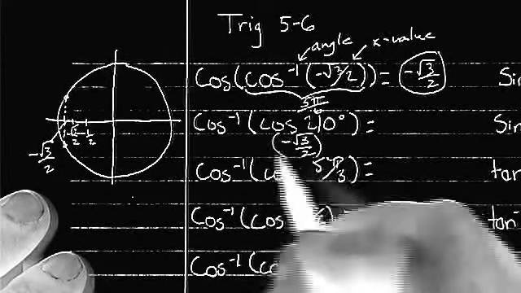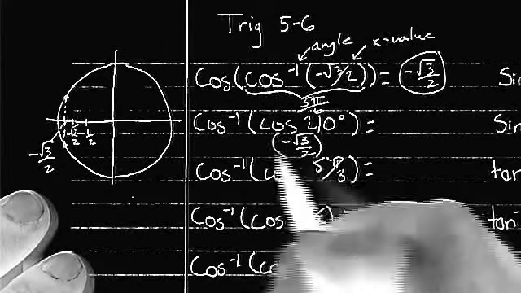Okay? 5 pi over 3, that's sitting right here. The cosine of 5 pi over 3 looks like 1/2. And the cosine inverse at 1/2, that's going to take me to the top half of the circle, would be right about there. That is pi over 3. Cosine of negative pi over 6. Negative pi over 6 is right here. And the cosine of that is positive radical 3 over 2.